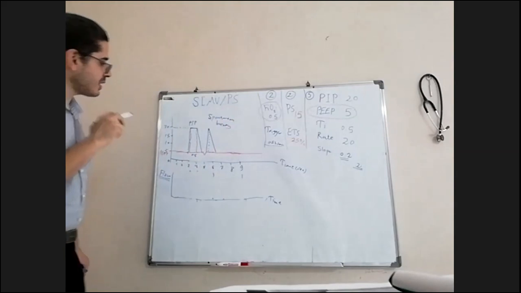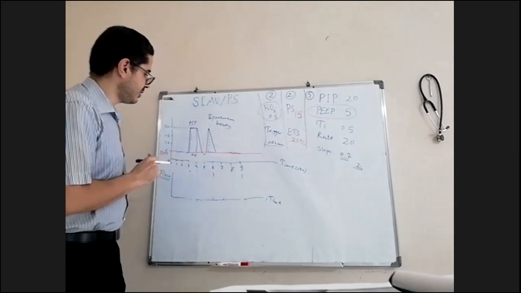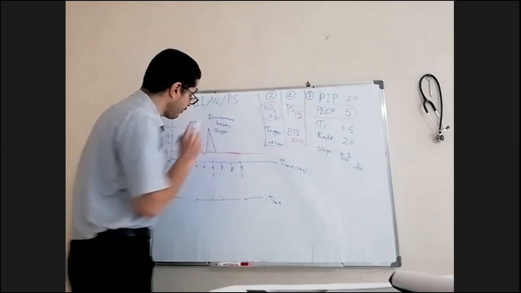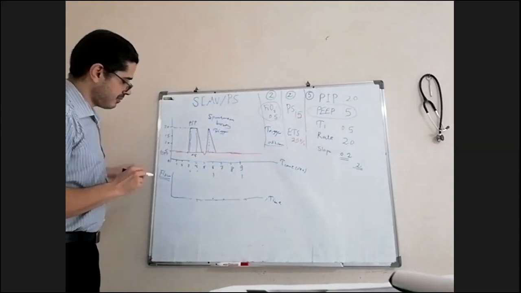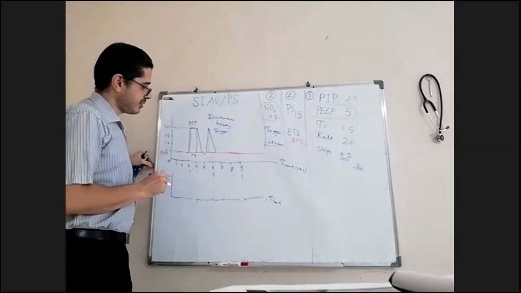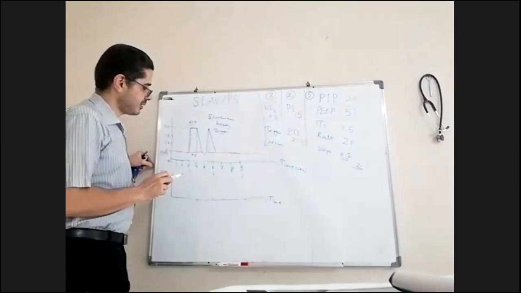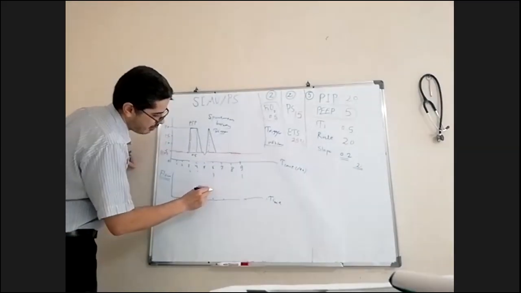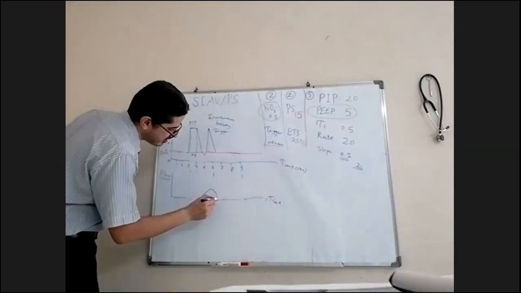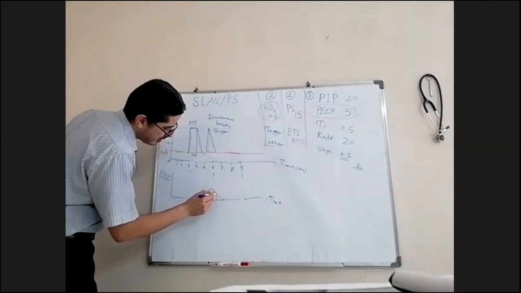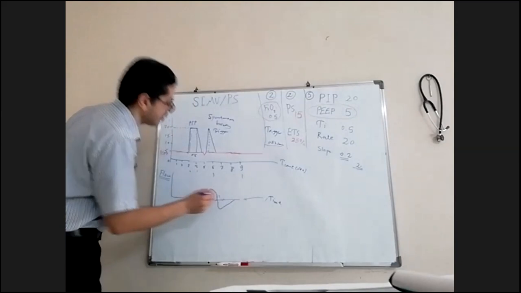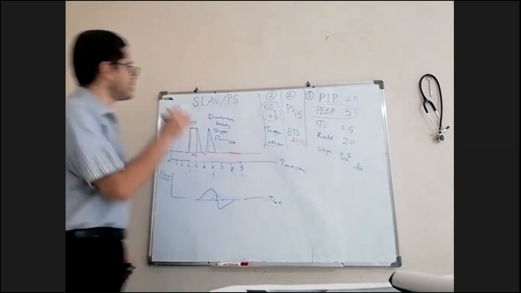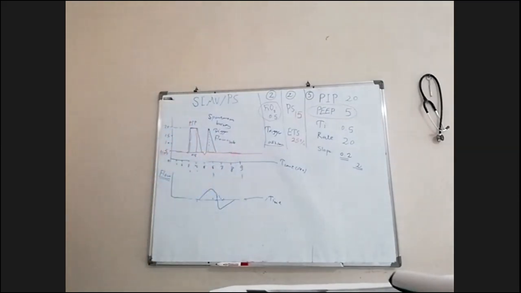Okay, so what is the trigger here? Patient trigger, very good. What is the cycle? The cycle is also flow cycle from the patient. So we have the flow here. When we reach 25% of the flow, the patient will go into expiration. So flow cycle. So this is SIMV with pressure support.